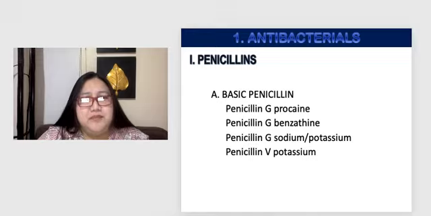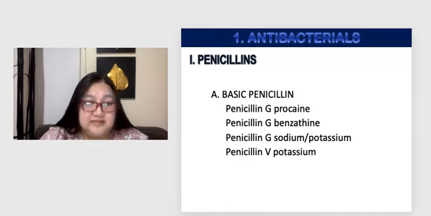Now, many people are allergic to penicillin. If they are allergic to penicillin, they may actually take macrolides. And these are other types of antibacterials that we will discuss further. But the most common macrolide na pwedeng pamalit sa mga allergic sa penicillin is erythromycin.